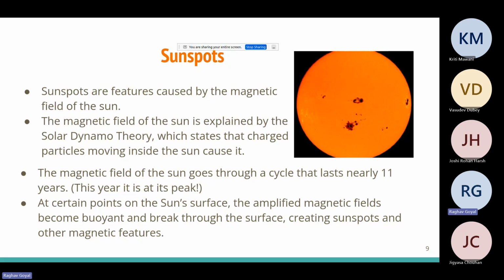So, to give you a brief idea of how sunspots are formed on the surface of the sun, there are particular parts on the sun's surface where the magnetic field gets amplified and stronger, and they become buoyant and break through the surface. So they hinder photon release from that part. The region of the sunspot is usually colder than other regions, which is why it is not nearly as luminous, which is why these appear as spots when we try to photograph the sun.